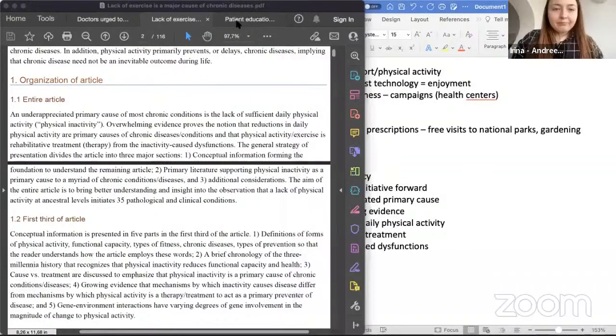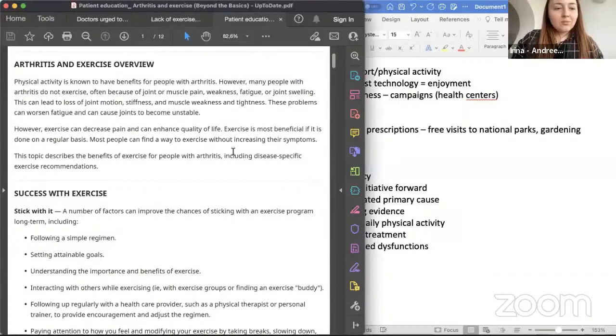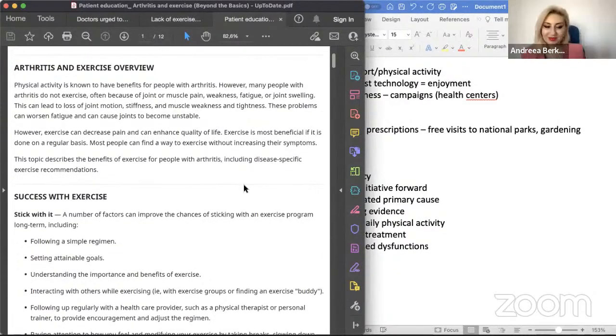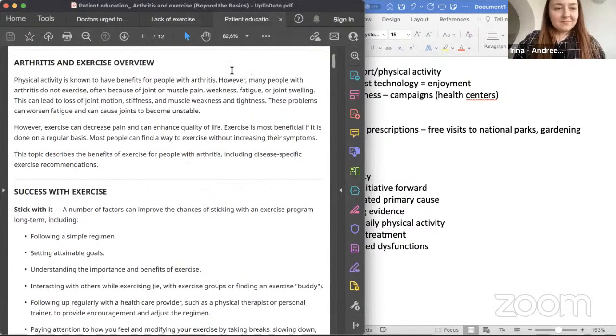Yes, Irina, do you have something else? It has been one more so far. Okay, this is more related to arthritis and seniors, but it also has some nice vocabulary. It's again a study more than an article. We can read maybe the first part. Mirela? Arthritis and exercise overview, this part here.